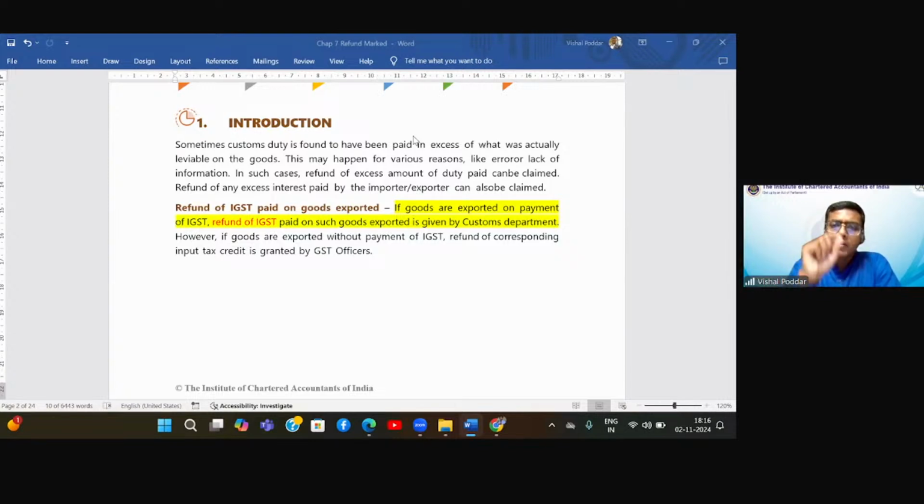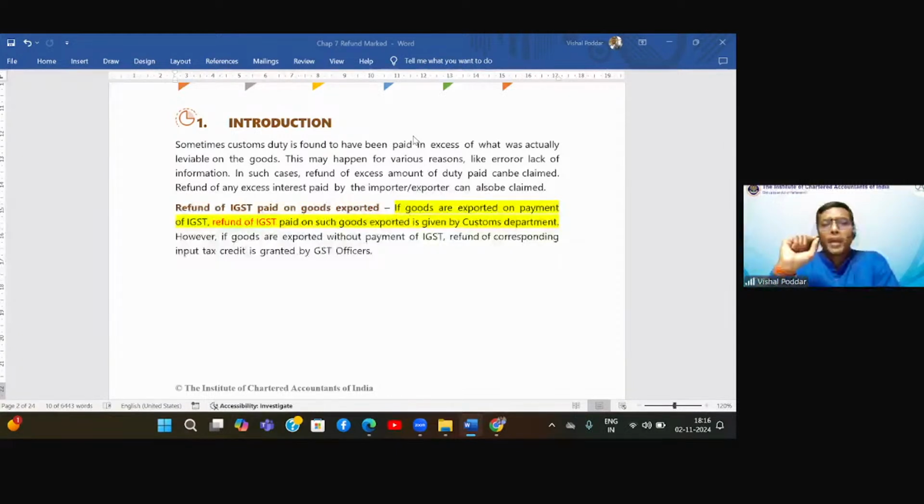Only these things: levy, the manner of collection, the valuation, and the timing. But refund may not be shifted to customs law because that is not specifically provided. Now the question is, what will happen for refund of IGST where your goods are exported?